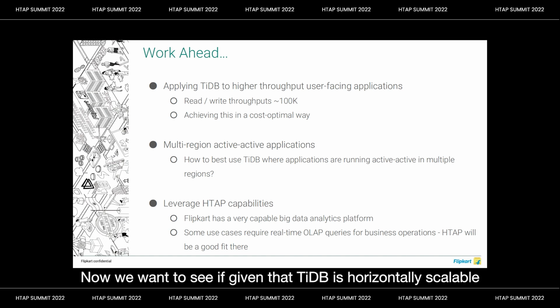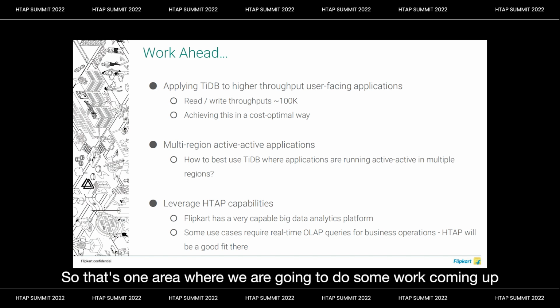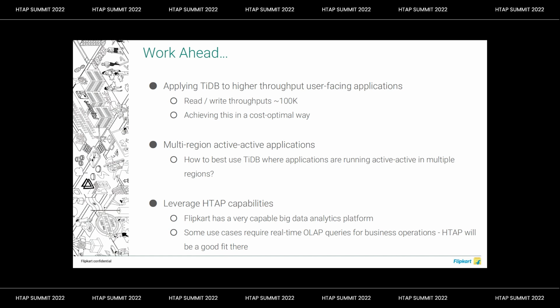Now we want to see if, given that TiDB is horizontally scalable, this looks like the right technology to start applying to very high throughput applications and apply horizontal scalability to tackle this problem. So that's one area where we are going to do some work coming up.